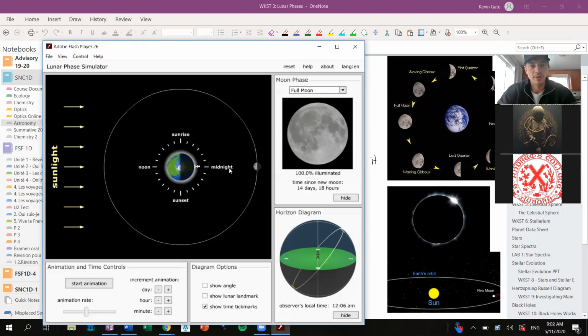So the moon is on the opposite side of the sun. We have new moon where the moon and sun are on the same side. And we have the full moon when the moon and the sun are in opposition. What we mean by that is they're on opposite sides of each other. So we say that they are in opposition.